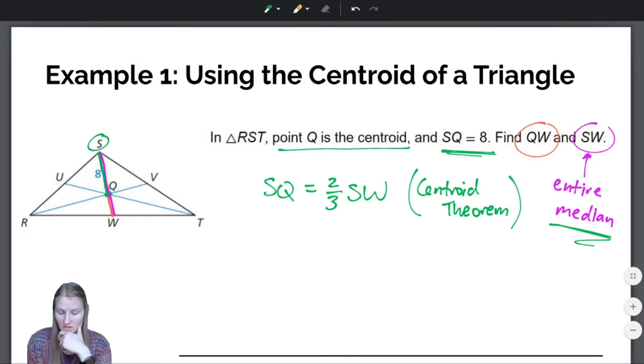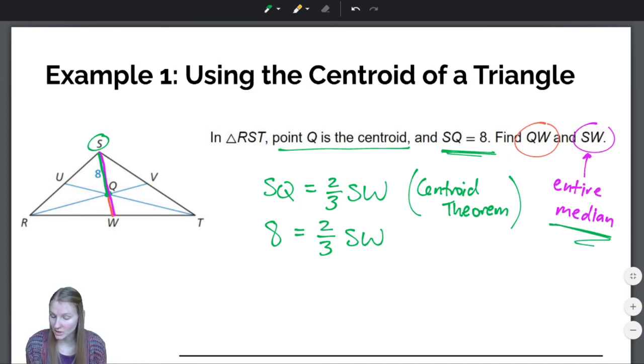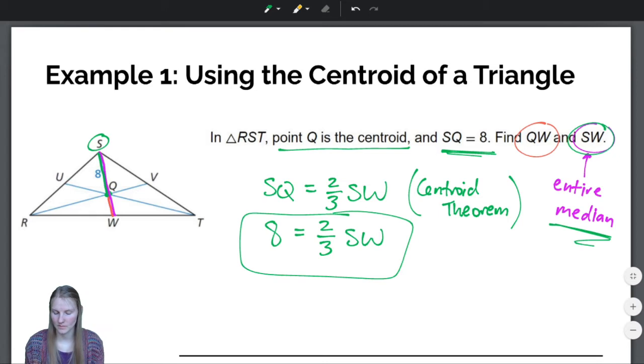Now, this is helpful because I know what SQ is. SQ is 8. So 8 is 2/3 of the entire median, and I don't know what SW is. I'm trying to find what SW is. So 8 is 2/3 of what? How can I solve this equation?